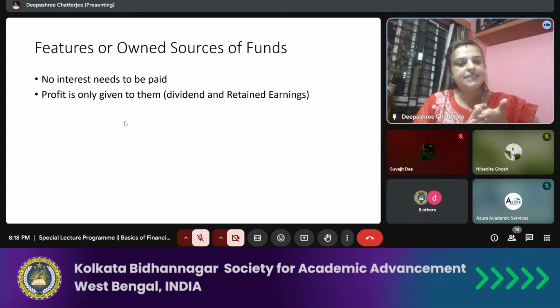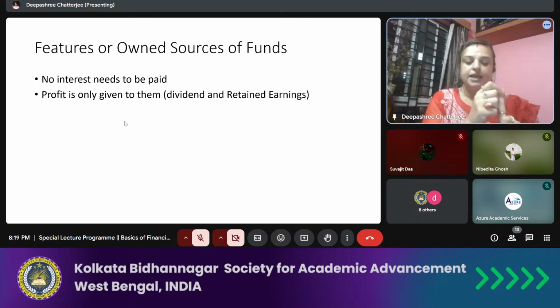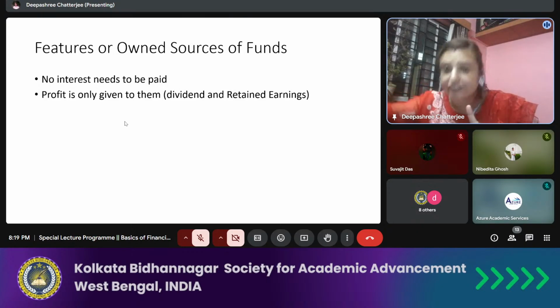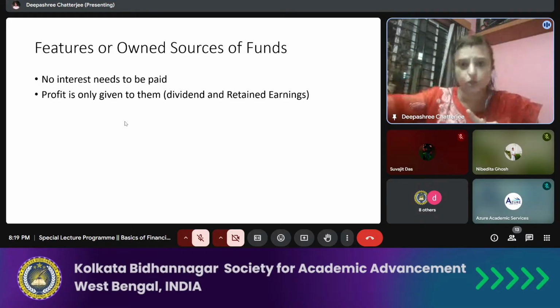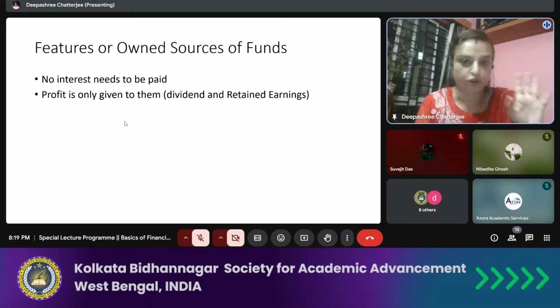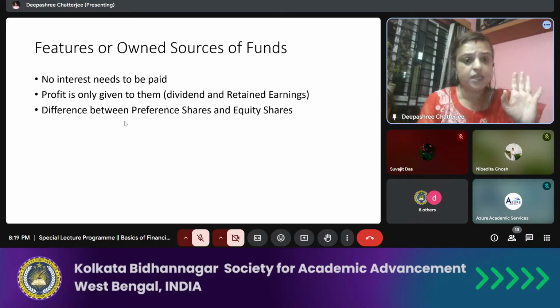Second thing is that they get only profit, right? If there is no profit, they will not get anything. If there is profit, they will get it. And remember that all the profit belongs to the shareholders, right? That part of the profit which is distributed to the shareholders is called dividend, and that part of the profit which is plowed back in the company for further growth is called retained earnings. So what do equity shareholders enjoy? They only enjoy the profit. They do not get any interest.